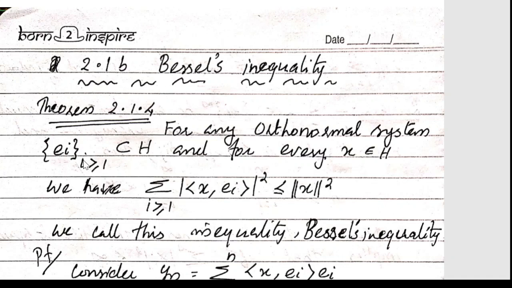That means we are having an infinite system. That is, in the previous case we have said that i is running from 1 to infinity. So e_i is a subset of H, and for every x belonging to H we have the sum over i greater than or equal to 1 of the modulus of the inner product of x and e_i, squared, is less than or equal to the norm of x squared. So this we want to prove. And we call this inequality Bessel's inequality.